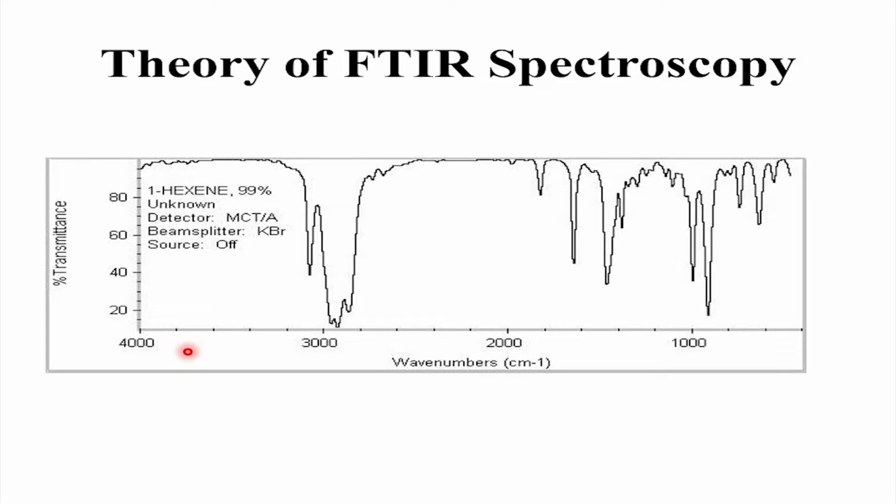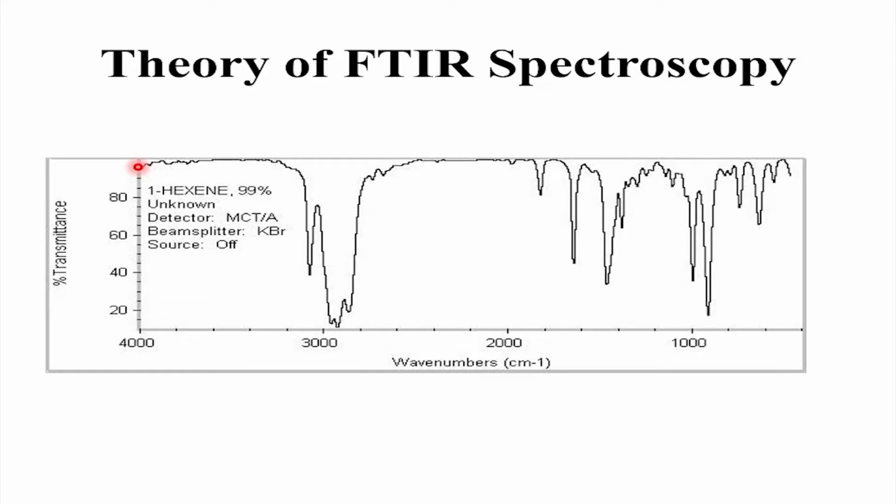As I told, wave number is the inverse of wavelength, or it is proportional to the energy. So 4000 centimeter inverse corresponds to one particular energy, 3000 centimeter inverse corresponds to another particular energy. Like that, every point on this x-axis represents a particular energy. If there were 100 photons at 400 centimeter inverse and you send these 100 photons through the sample, then how many photons come out of the sample is given by this y-axis, which is the percentage transmittance.